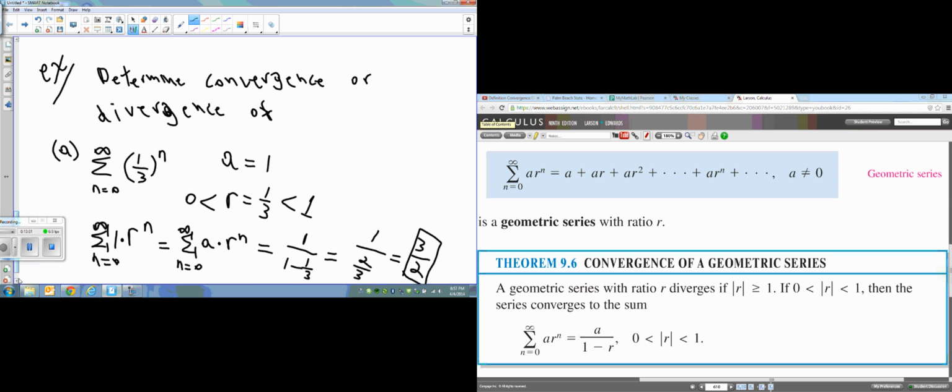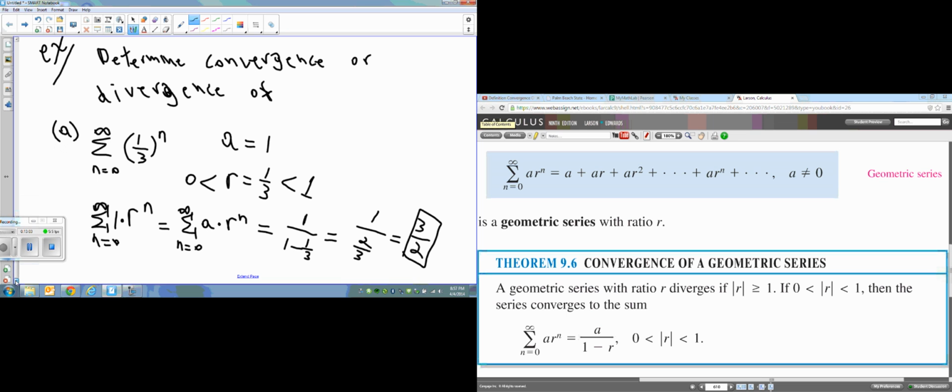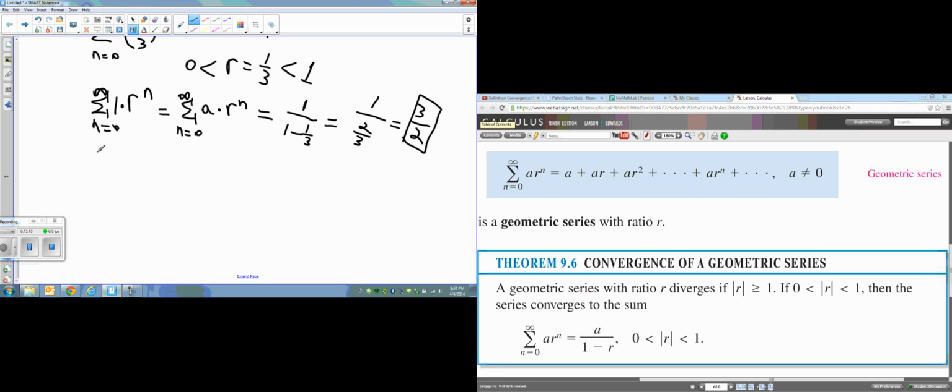All right, well, that is the discussion of geometric series. What we really need is this theorem here to determine convergence, and all you have to do is look for the value of r. If the absolute value of r is between 0 and 1, then it converges. If the absolute value of r is greater than or equal to 1, then it diverges.